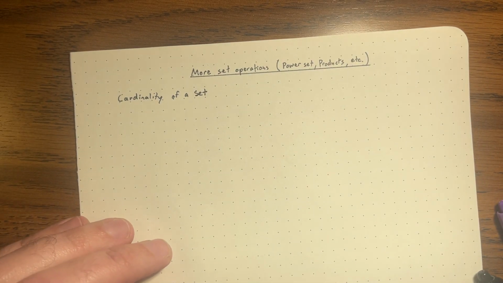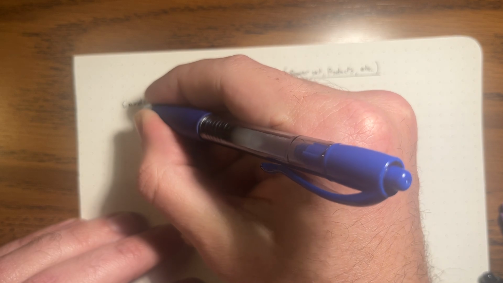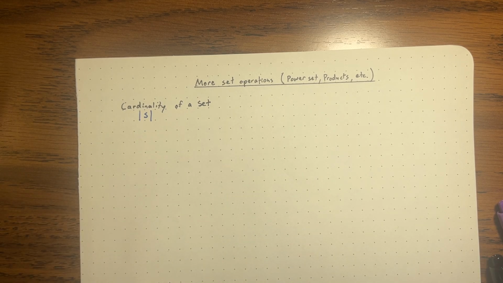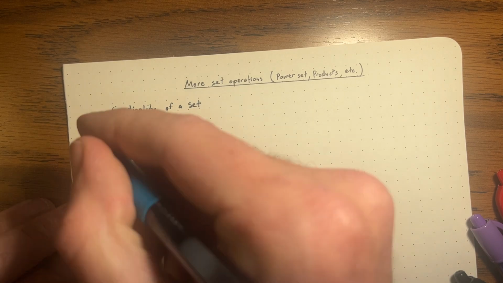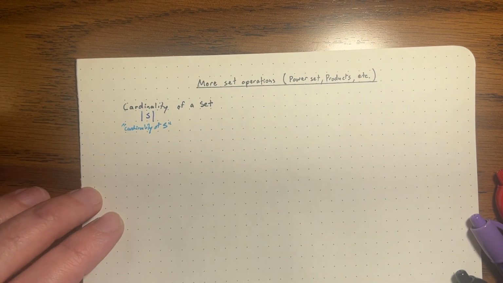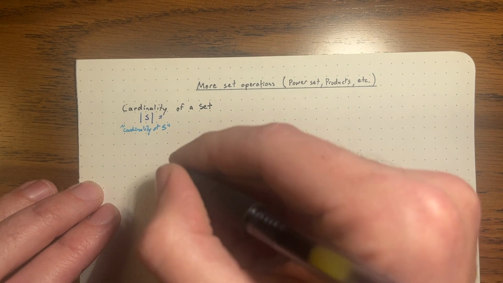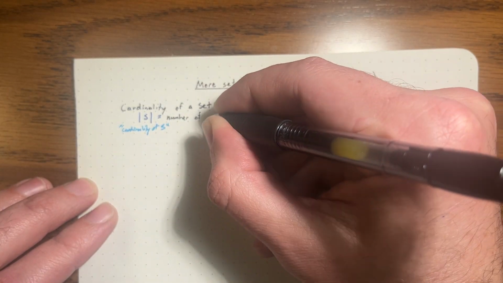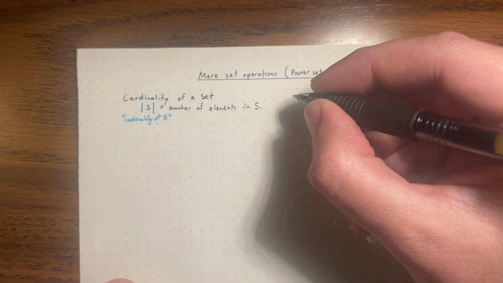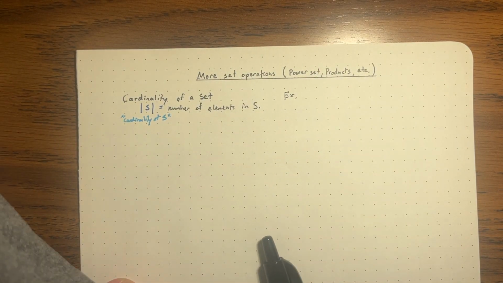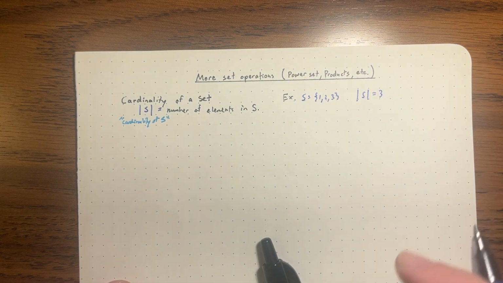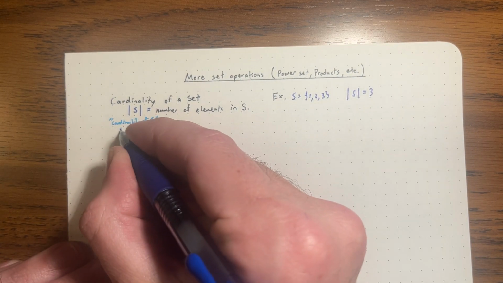And so we define the cardinality of a set. We use a symbol, these absolute value bars. So if my set is S, we say that the cardinality of S, that's how you read this, is nothing more than the number of elements in S. For example, let's say S is the set 1, 2, 3. Well, then the cardinality of S is 3 because there are 3 elements. So cardinality is just another word for size, essentially.